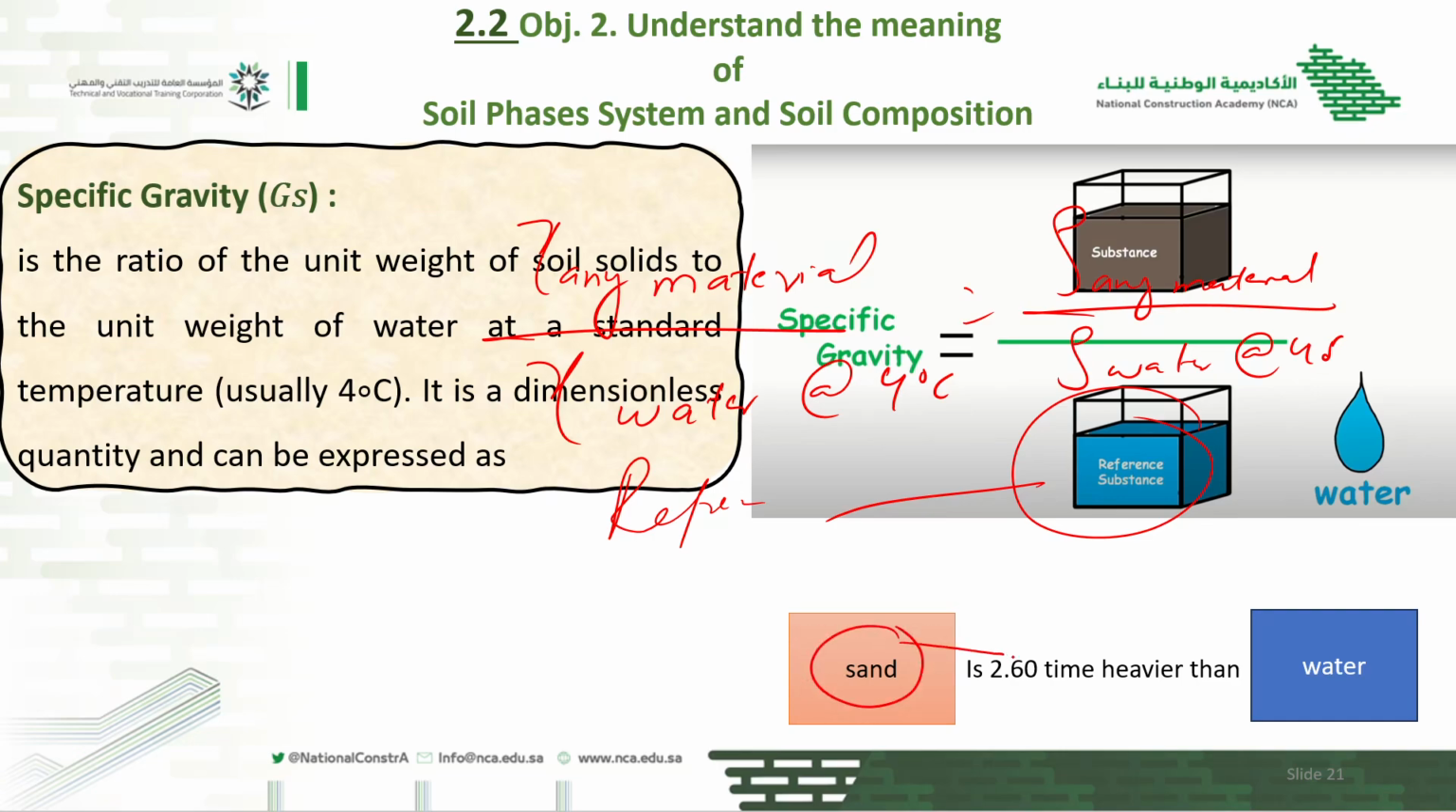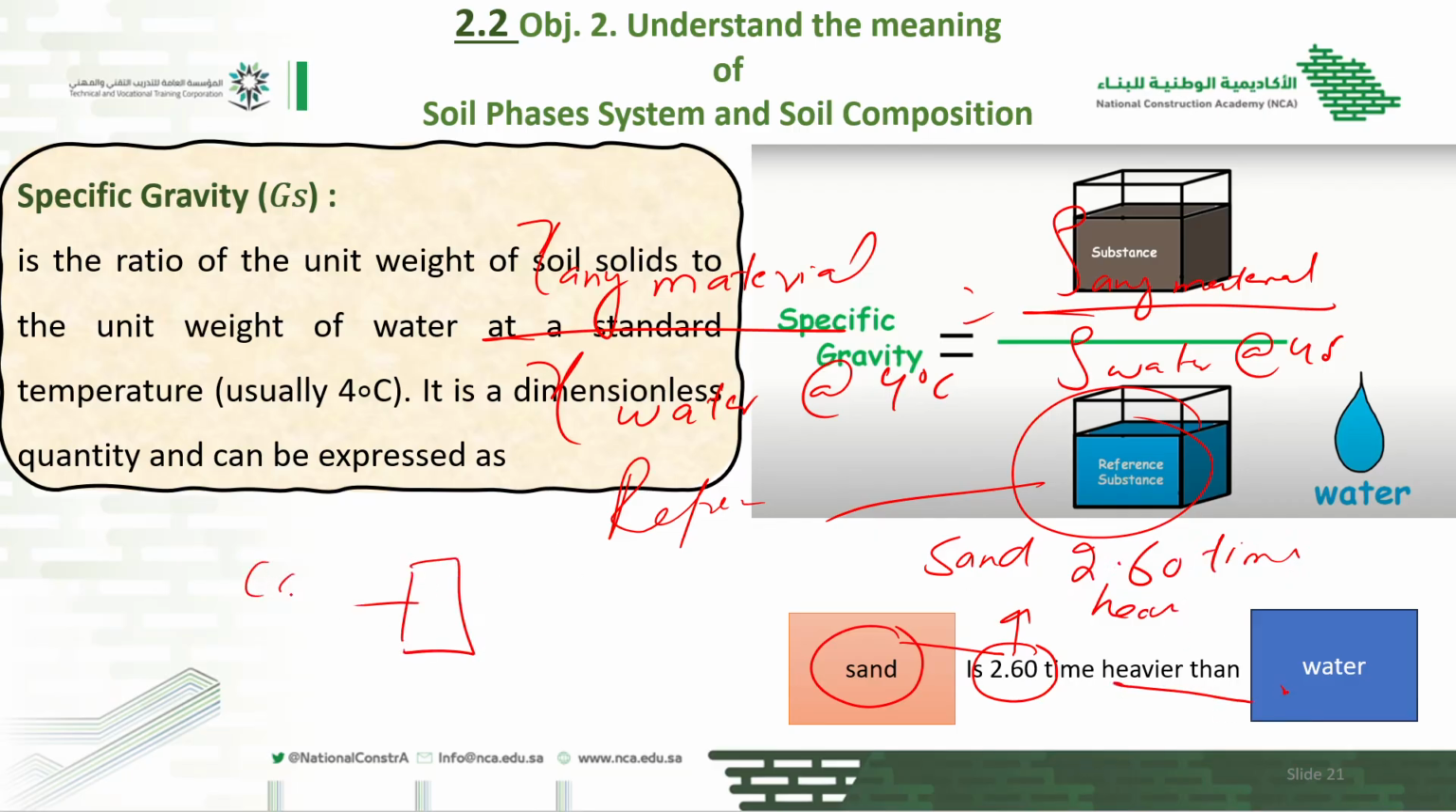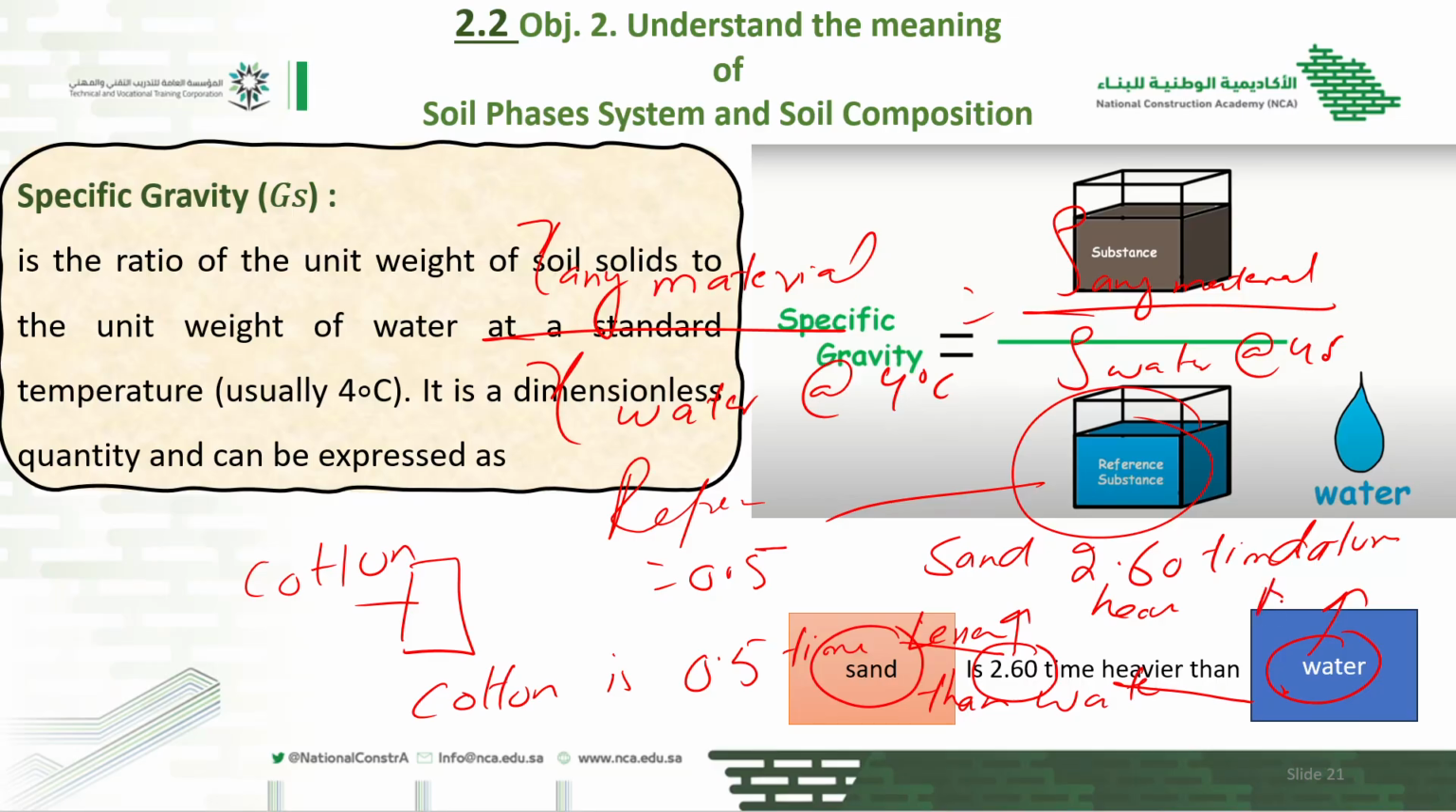For example, here you can see the specific gravity of sand is 2.60. So it means the sand is 2.60 times heavier than water. For example, there is cotton, and we know the density of cotton is less than water, so maybe it comes to 0.5. If the specific gravity comes to 0.5, we can say cotton is 0.5 times lighter, or lesser, than water. So here water is our reference, or you can say the datum or benchmark, to which we can evaluate or measure other substances, whether the other substance is heavier or lighter than water. So we can use the words lesser or lighter.